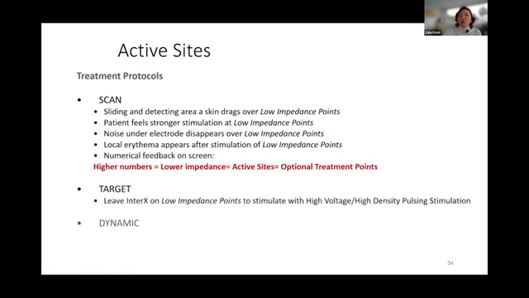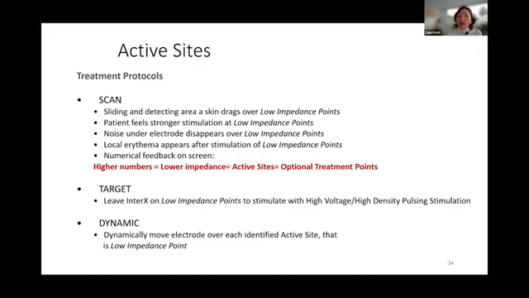So what are we looking for? When we scan, and when we target the dynamic, we're looking for areas of low impedance. And it presents for you like this: if you slide it there, you have that sticky sensation. The patient tells you, I feel stronger stimulation. The noise after the electrode disappears. And you could even see local erythema appear as a result of stimulation. This is all pointing you to this low impedance point. We call them, in our jargon, active sites.